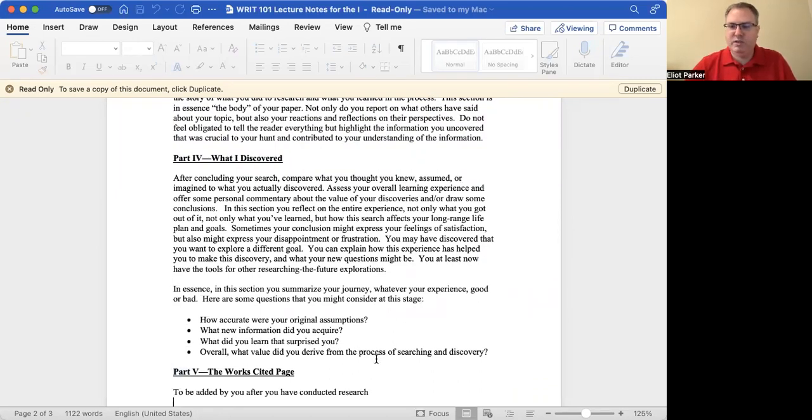What did you learn through this process? What did you learn about research? What did you learn about your topic? What did you learn about looking at secondary research sources? What did you learn about yourself, maybe as a student or a researcher?